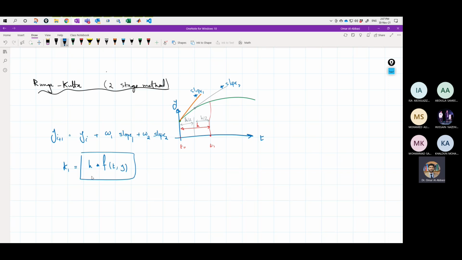Shabab, this is basically what? That was the first part of Euler, right? Euler said y(i+1) equal to y(i) plus h multiplied by f(t_i, y_i), correct? That was Euler. Okay?